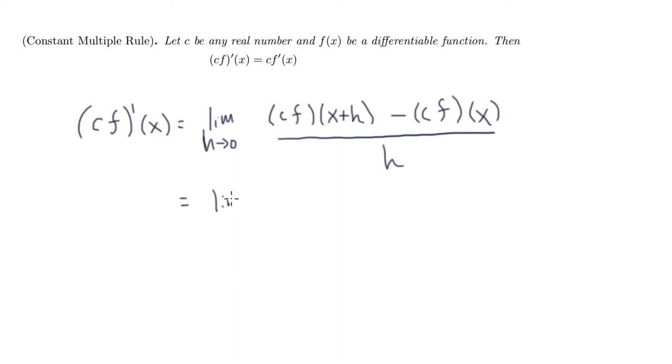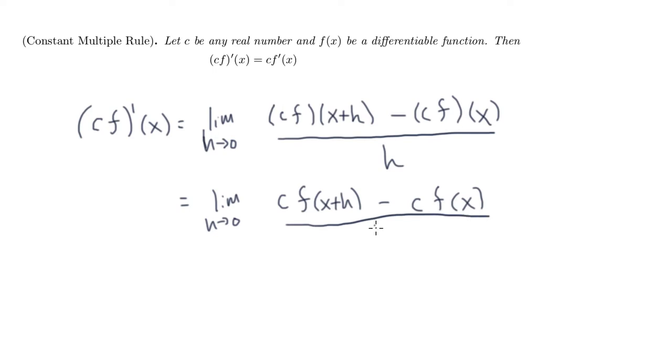So what I get here, the limit as h goes to 0, is just going to be c times f of x plus h, minus, and then we're going to evaluate f at x and then multiply by c. So this is going to be c times f of x, all over h.